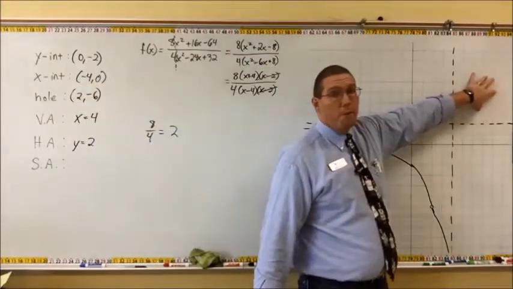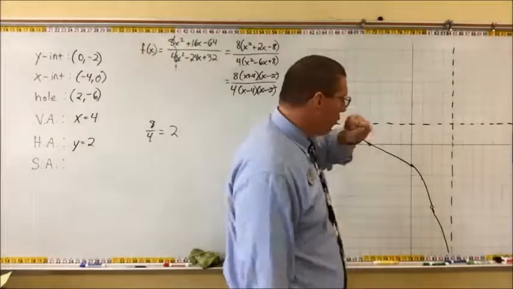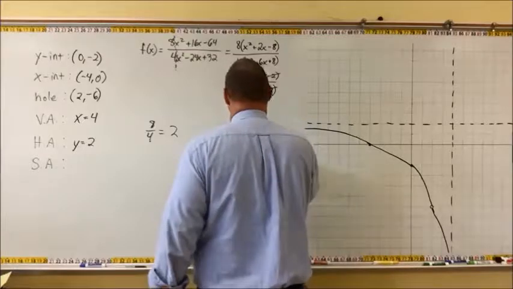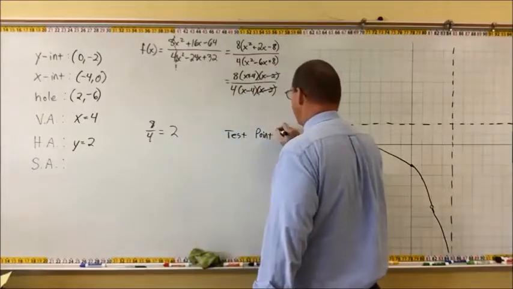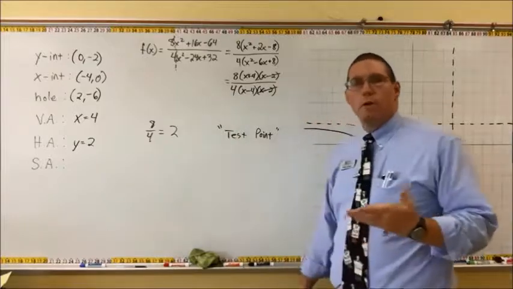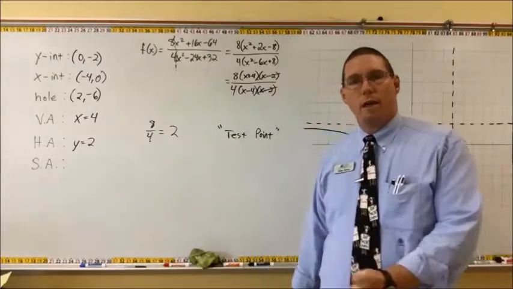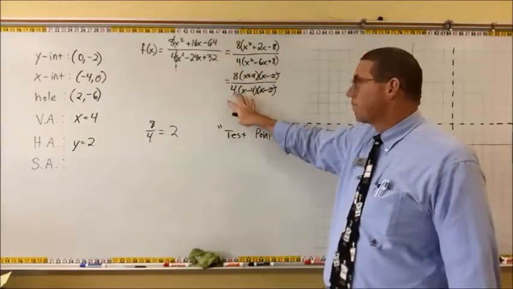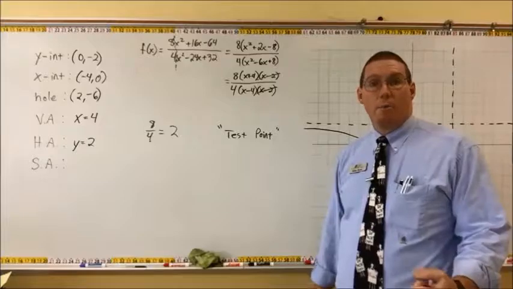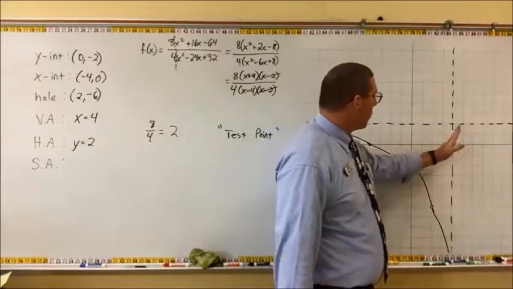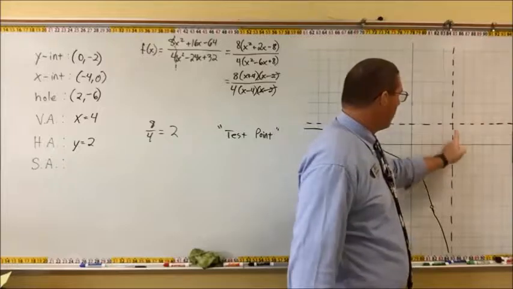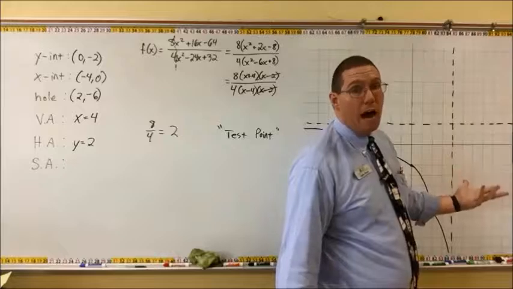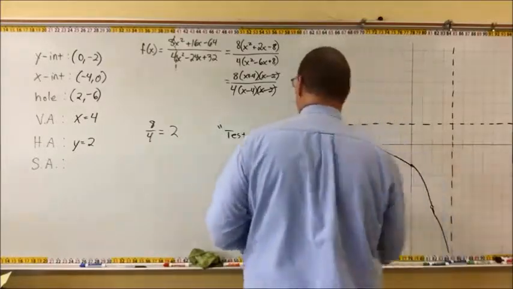Now, just to make sure, I'm going to do what's called a test point. A test point is where you just take a number in the area where you're trying to figure out, plug it into the original function, or I could even plug it into the factored function, and then find out what the output is. So I need a number that is on the right side of the vertical asymptote, on the right side of x equals 4. So how about x equals 5? Okay, so we'll take x equals 5.